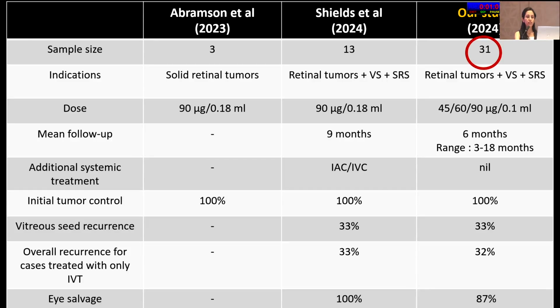On reviewing the literature, there were only 2 similar published studies, but ours was the largest in terms of sample size. For retinal tumor, initial tumor control was 100% in all the series, and the rate of recurrence was identical and highest for the vitreous seed.